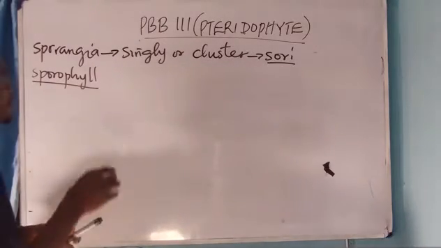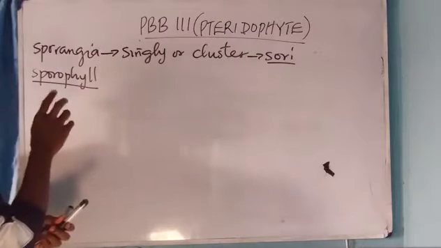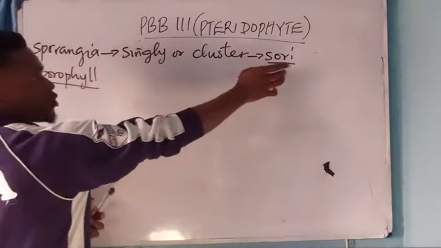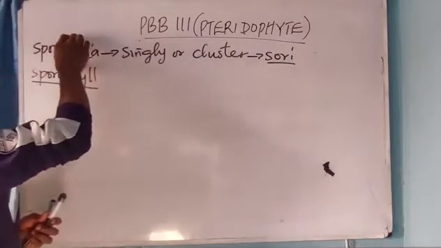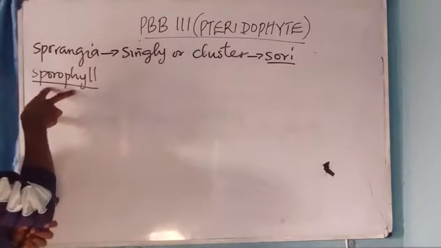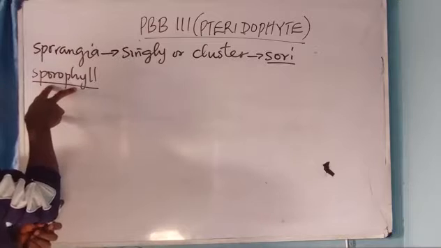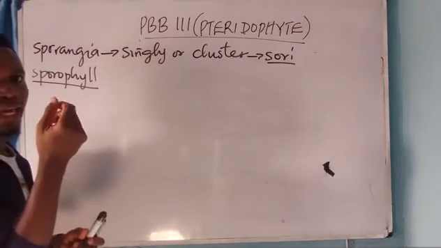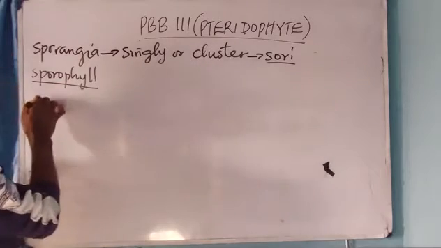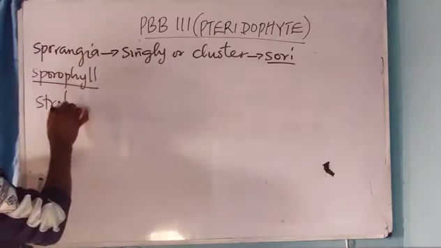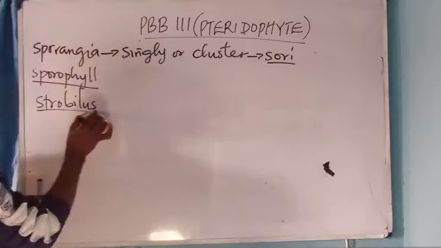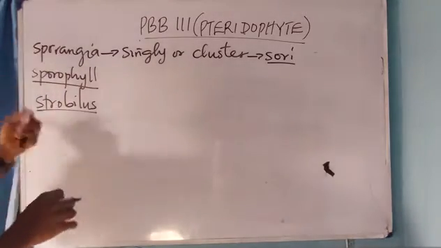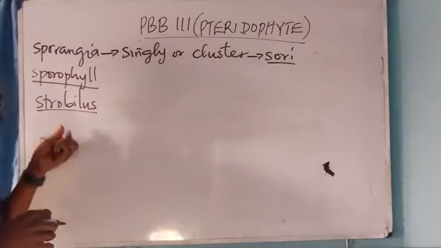Now, since we've established that sporangia, when they occur in cluster, they are called sori, the leaf they are found, we call what? We call them sporophyll. And I told you that the sporangia form a spike at the tip of the stem called what? Strobilus. The spike these sporangia form at the tip of the stem is called what? Strobilus. Take note of that.